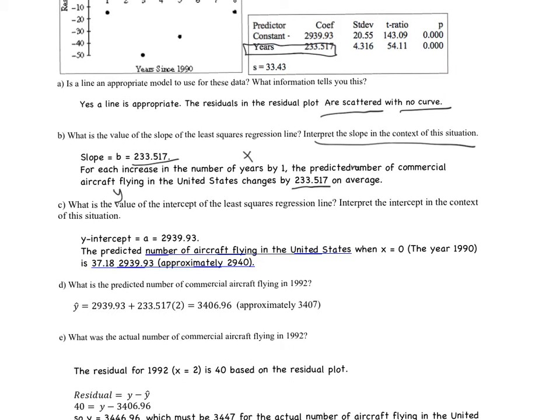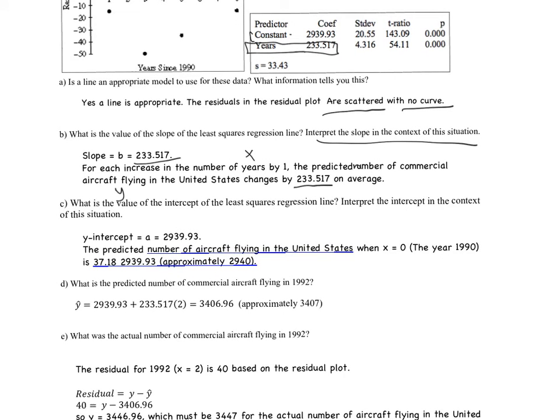So in C, they want to know what is the value of the y-intercept of the least squares regression line. So now we are going to use that constant line. And then they want you to interpret that as well. So then we would say the predicted number of aircraft flying in the United States, which is what y is, when x equals 0, which is really the year 1990, is 2939.93, which is approximately 2940.